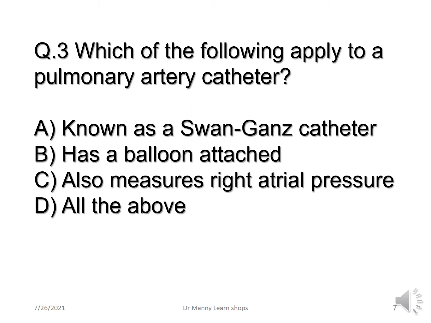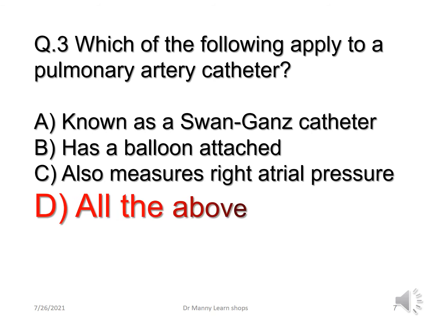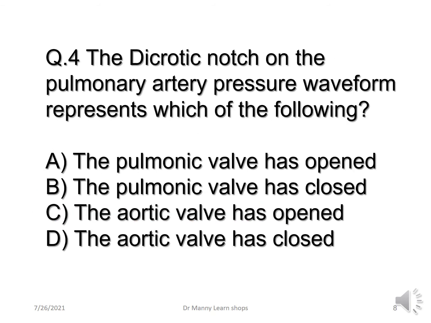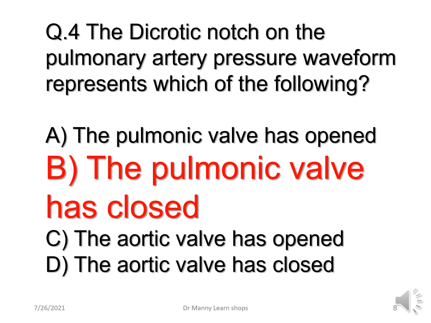Which of the following apply to a pulmonary artery catheter? It's also known as a Swan-Ganz catheter, has a balloon attached, also measures right atrial pressure, or does it include all of the above? It includes all of the above. The dicrotic notch on a pulmonary artery pressure waveform represents which of the following? A, the pulmonic valve has opened, B, the pulmonic valve has closed, C, the aortic valve has opened, or D, the aortic valve has closed. The correct answer is the pulmonic valve is closed.